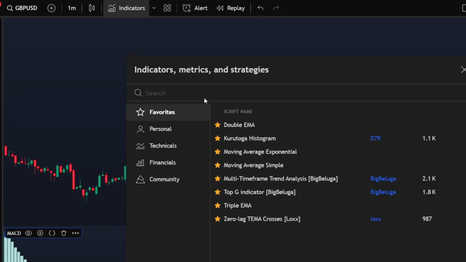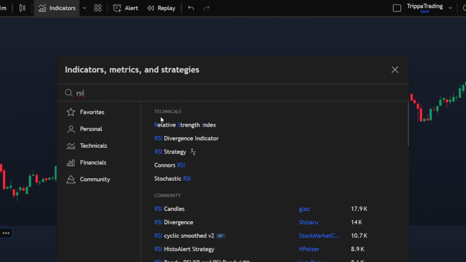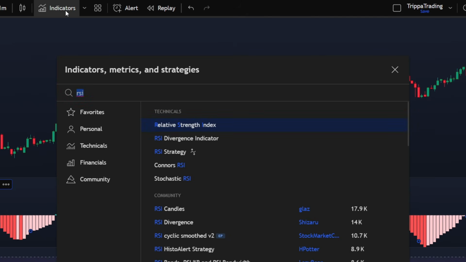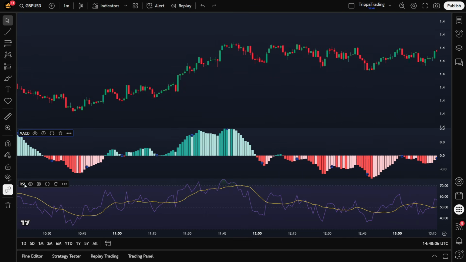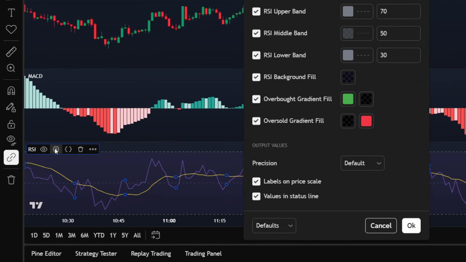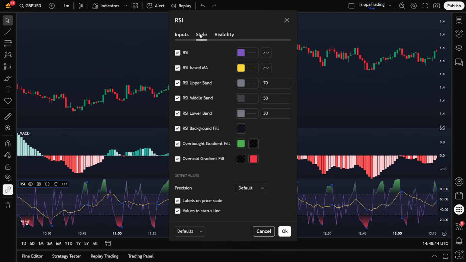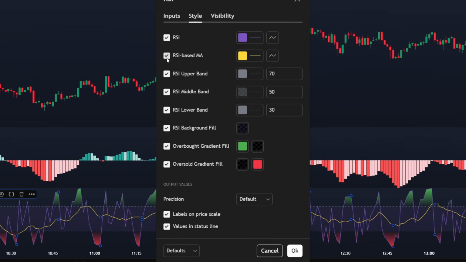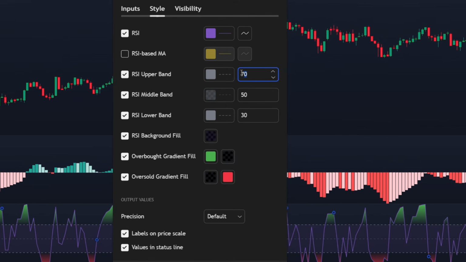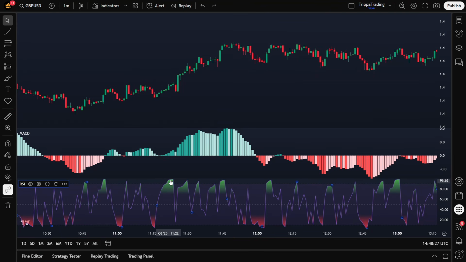Now we will add the second indicator to our trading chart and search for RSI, which is the Relative Strength Index. So open the Indicators tab, search for RSI, and add it to the trading chart. Now we will change the settings of the RSI. You can open the settings from here. In the Inputs tab, change the length to 2. Then head over to the Style tab, turn off the RSI-based moving average line, and then set the upper band to 90 and the lower band to 10. This is going to help us only focus on extreme overbought or oversold conditions. After you have made these changes, everything is now ready.